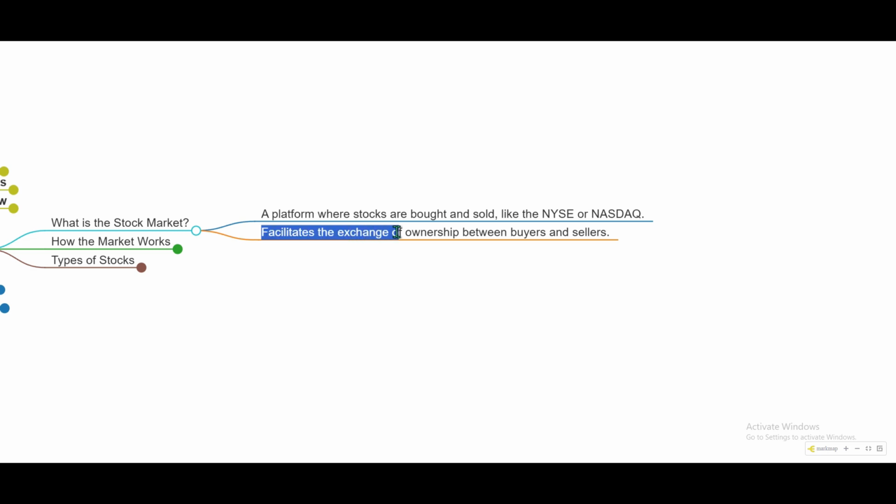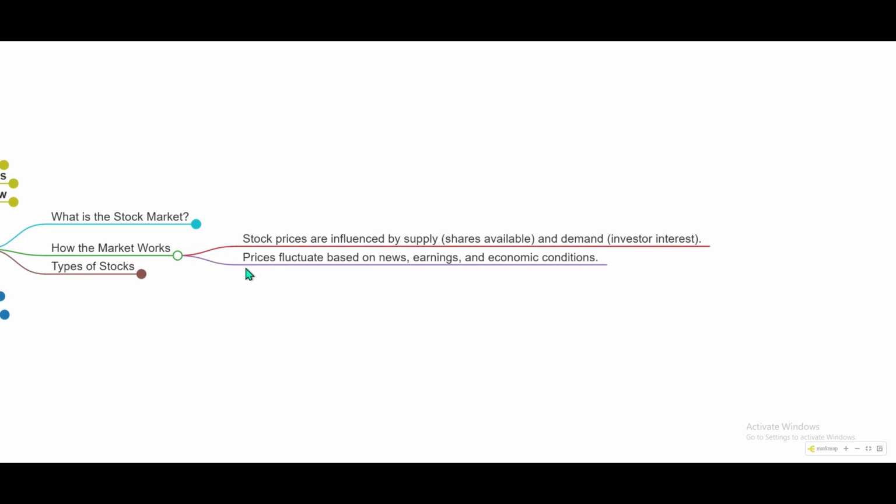It facilitates the exchange of ownership between buyers and sellers. A stock market is a market where buyers and sellers of stocks meet and they buy and sell their stocks. This is what a stock market simply is. Then how does the market work? Stock prices are influenced by supply, that is, shares available for purchase, and demand, that is investor interest, those people who want to purchase some shares.